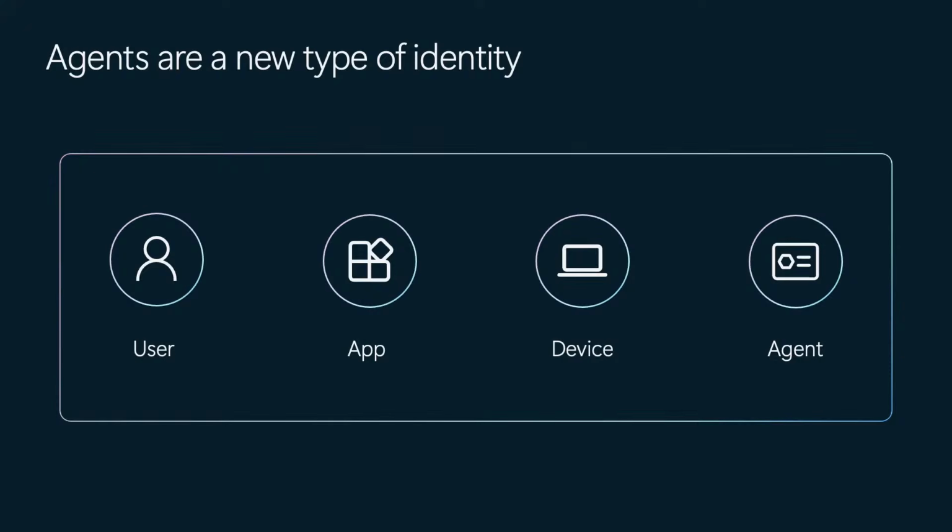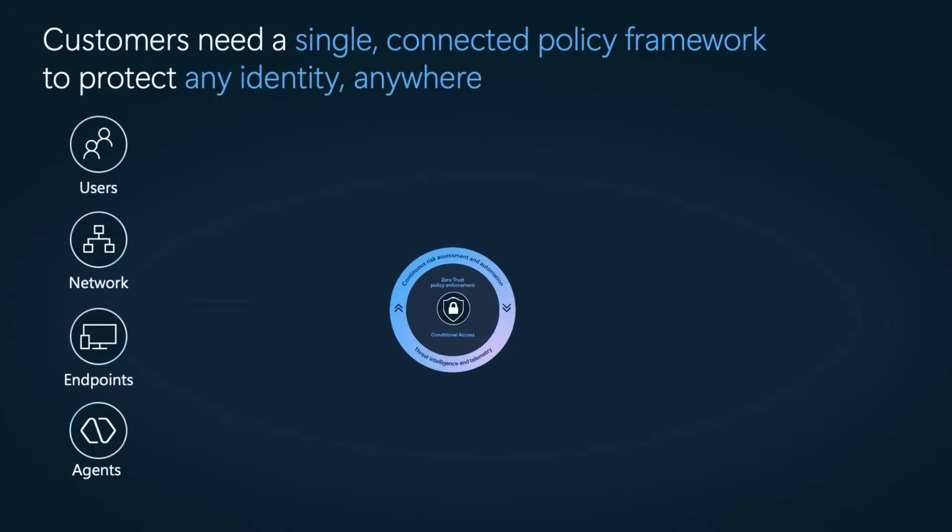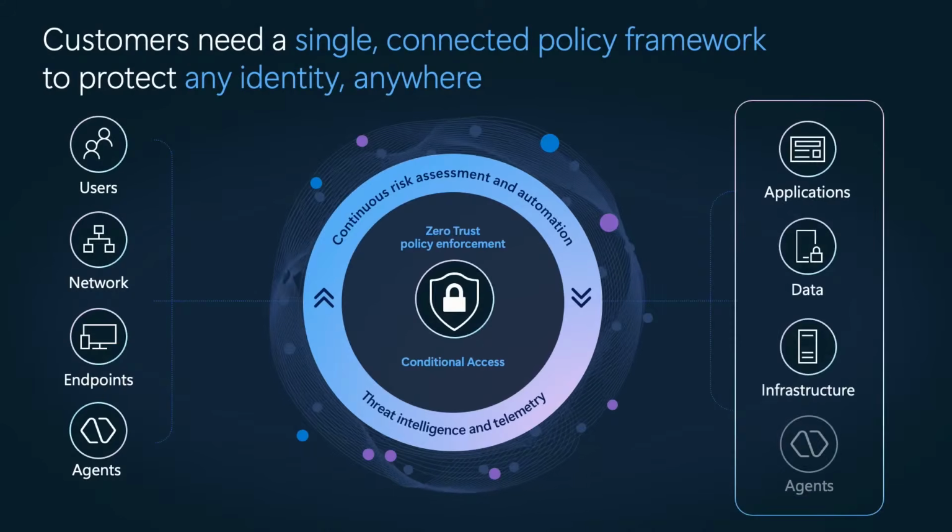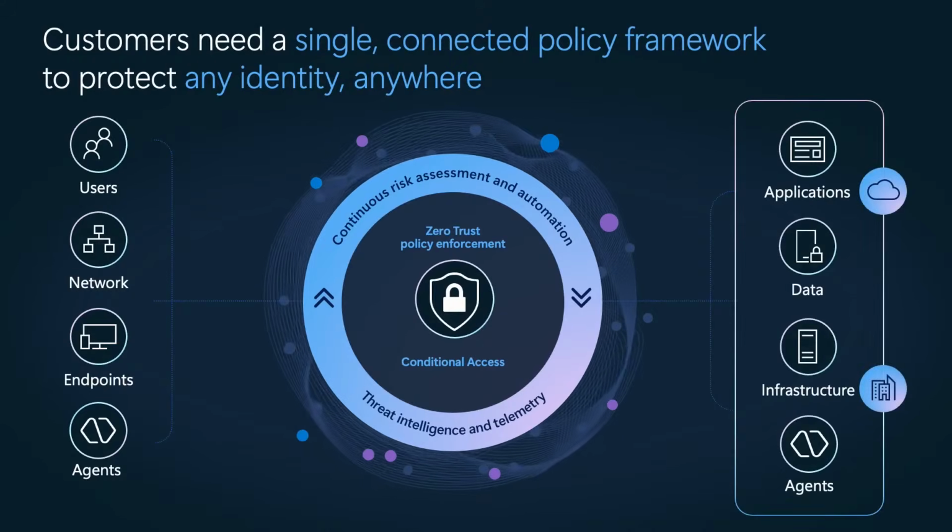This behavior means that agents need to be treated as first-class identities to appropriately manage them. When an agent has an identity, we can start answering basic questions like, what is it? What can it access? And what can it do? But first, we need a single, connected policy framework to protect any identity anywhere. And that brings in our Zero Trust engine, which works across the threat landscape. It works across the identity types, and it works across where our apps and workloads are located today.